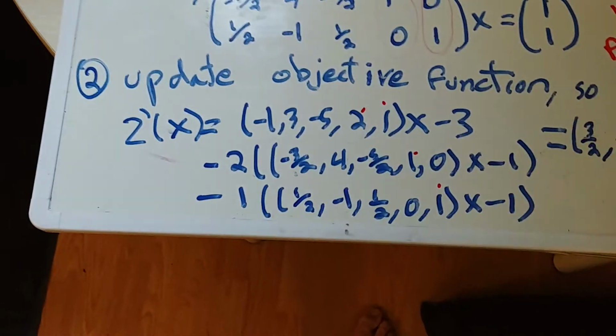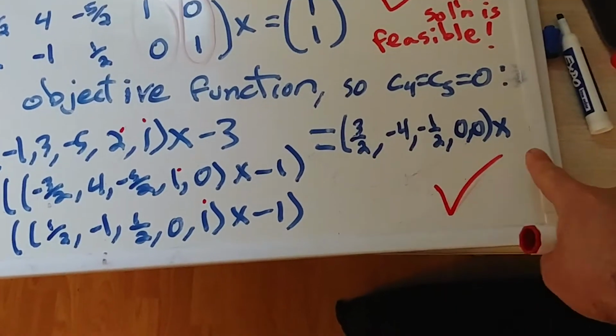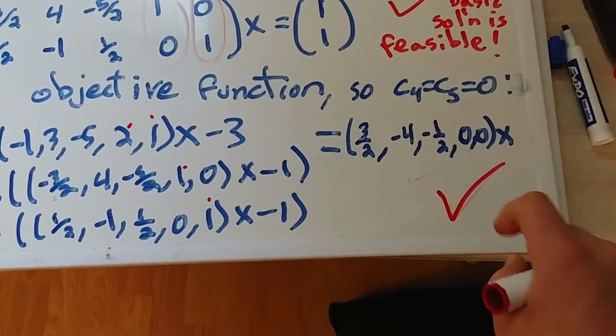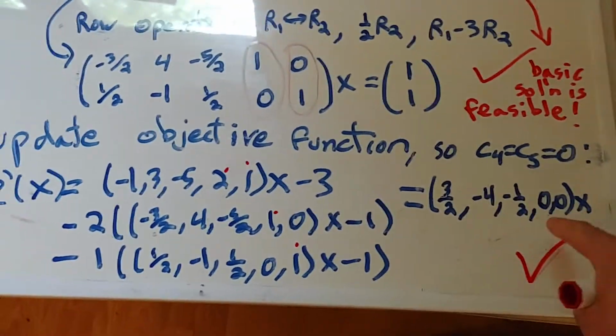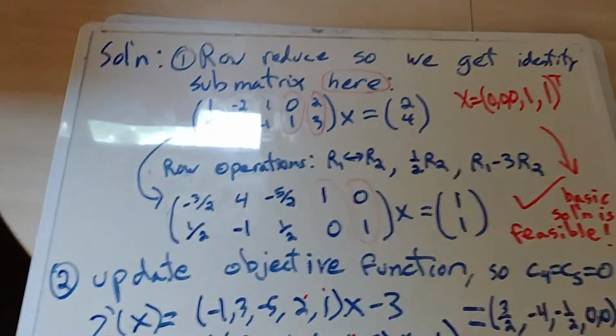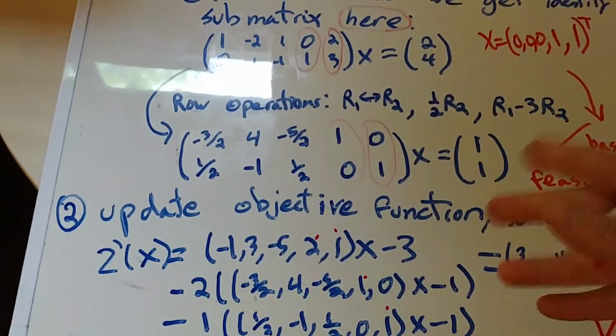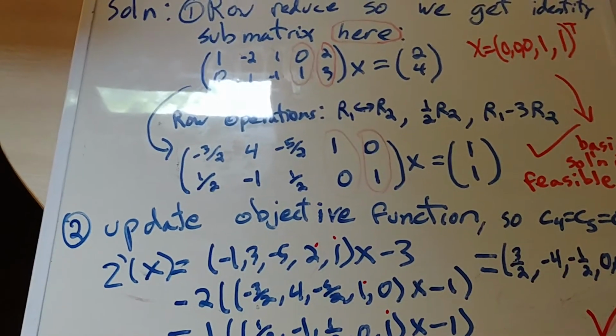And when I do all of the calculations, I end up over here with the updated objective function, where there are zeros where I wanted. And I'm in canonical form now. So this is the new updated objective function. This is the new constraint. And of course, you also need to ensure that x is greater than or equal to 0.